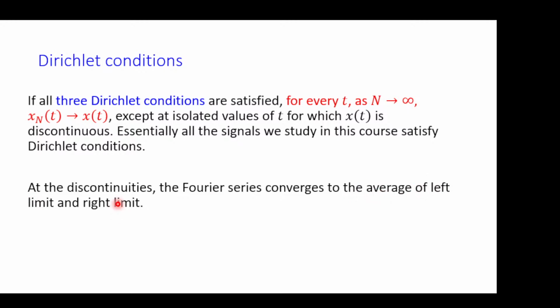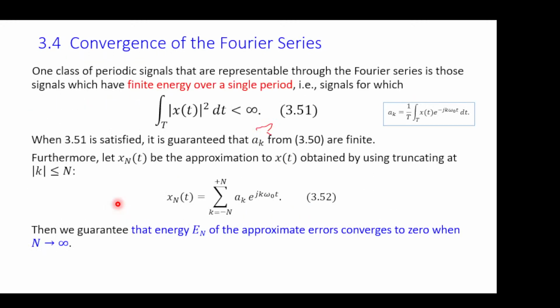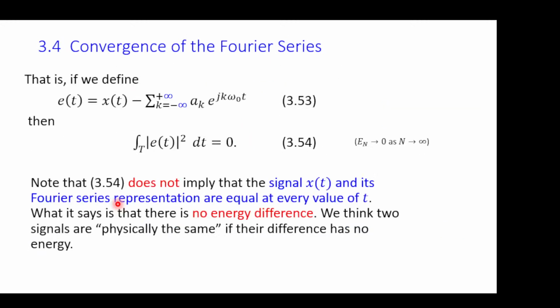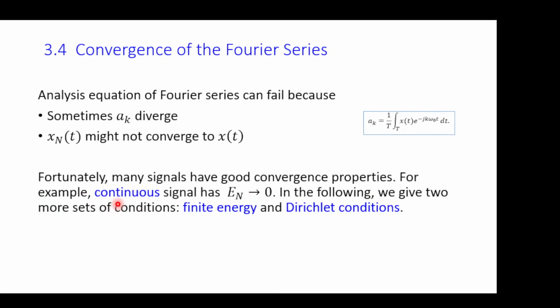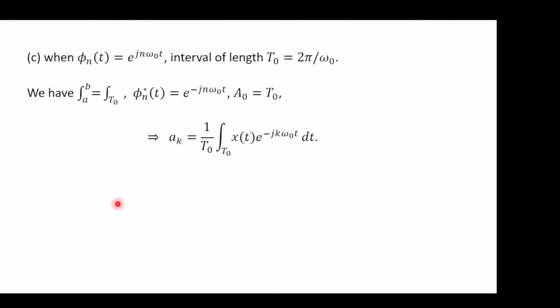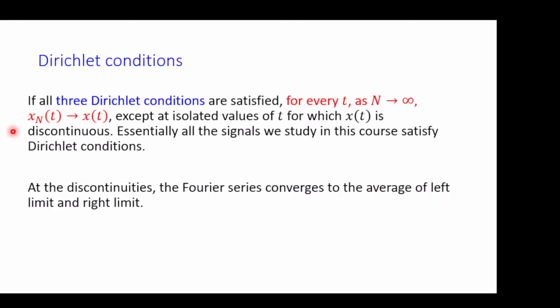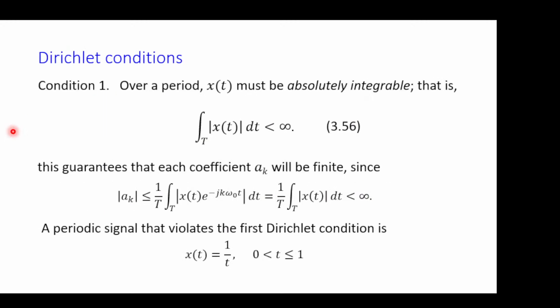Any questions so far about our claims about convergence? So anyway, the point here is our convergence means the big E_N goes to 0. Okay, so let's see the Dirichlet conditions.